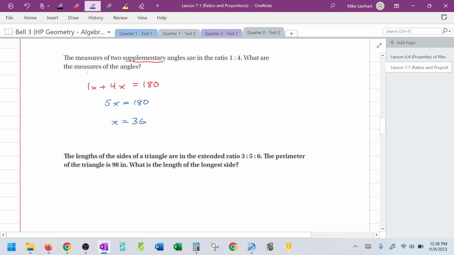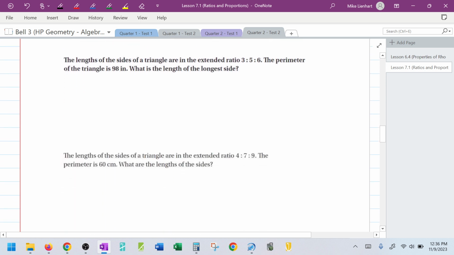They want to know what are the measures of the angles. So they want to know both angles. So one angle is equal to 1 times 36, or 36. And the second angle would be 4 times 36, which would be 144. And again, just for good measure, double check that they add up to be 180, which is what I assumed.